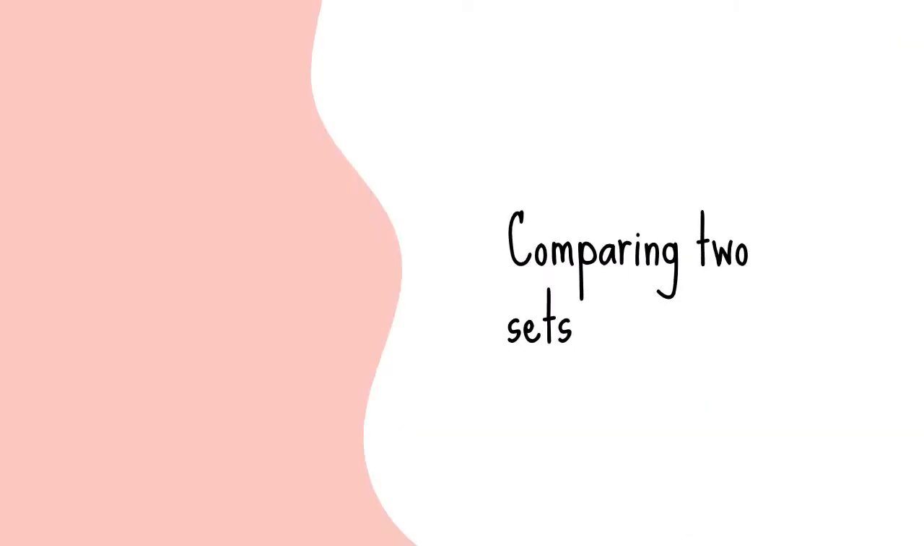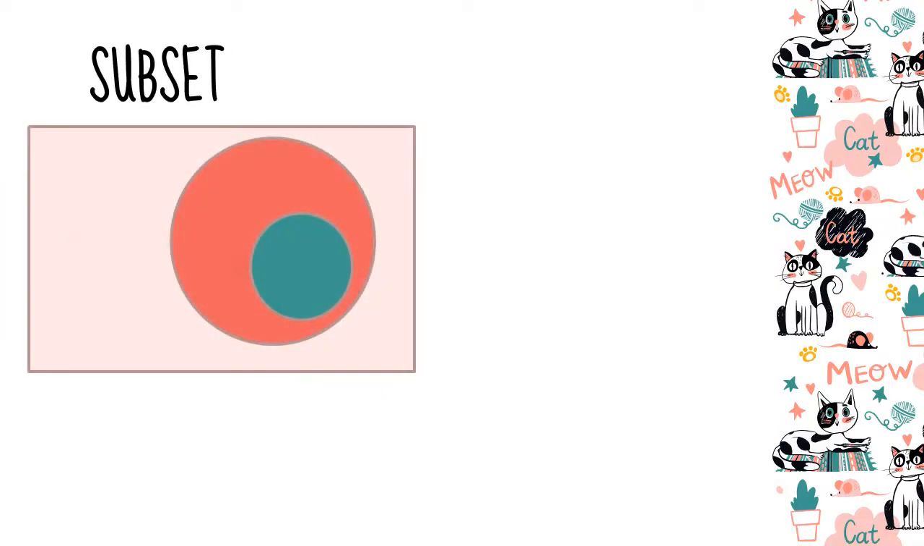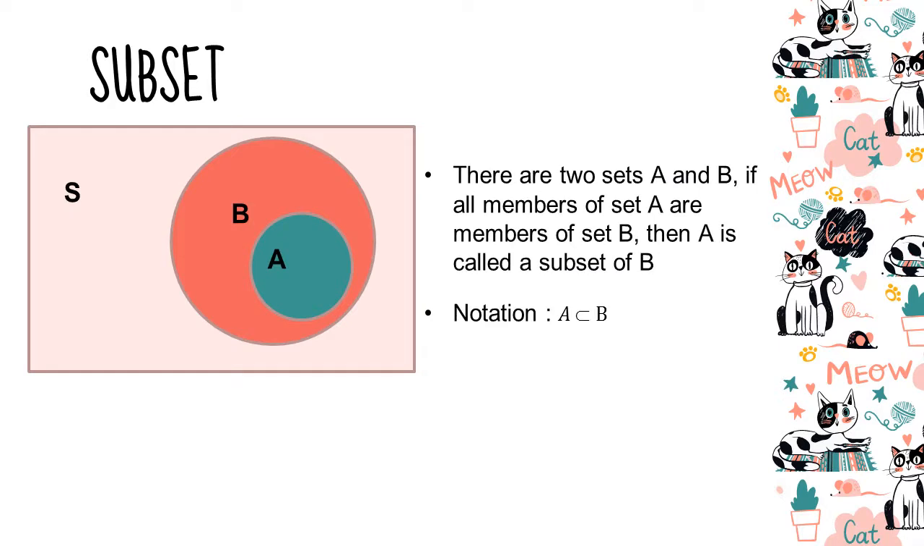Comparing two sets. Subset. There are two sets A and B. If all members of set A are members of set B, then A is called a subset of B. The notation is like that: A is a subset of B.